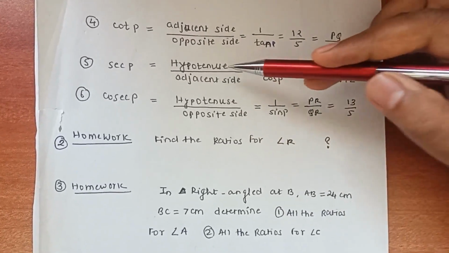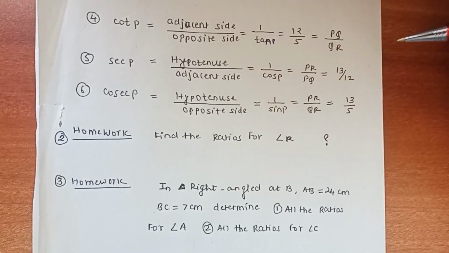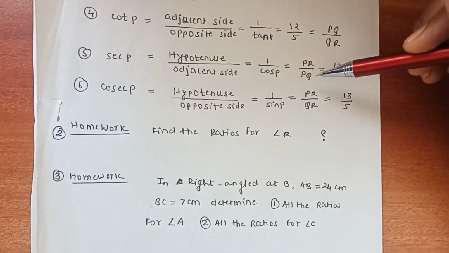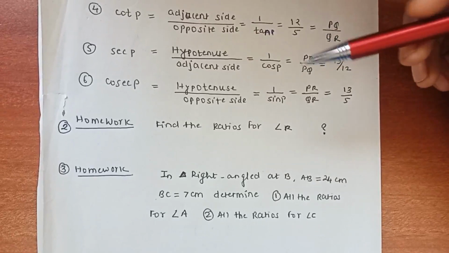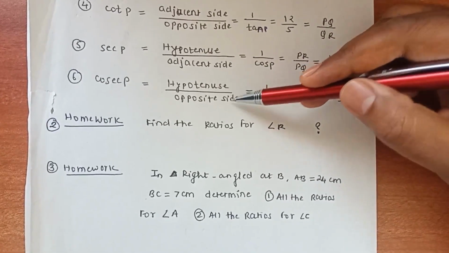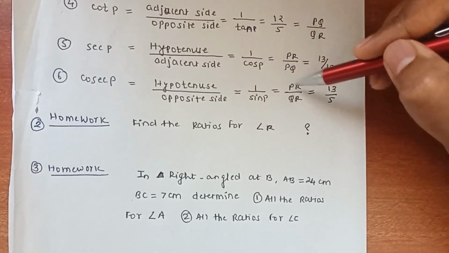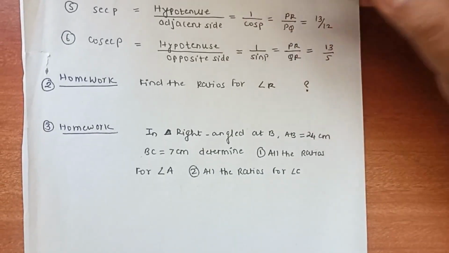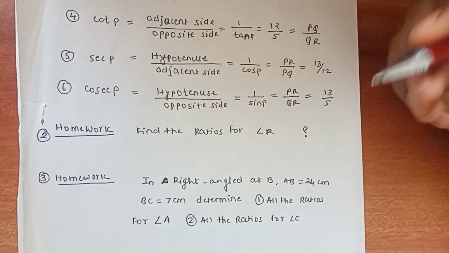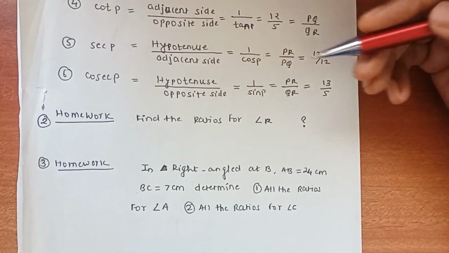Next is sec P. The sec formula we know, hypotenuse upon adjacent side, hypotenuse is PR, adjacent side is PQ, so 13 by 12. Next is cosec P. Cosec P is equal to hypotenuse upon opposite side, hypotenuse is PR, opposite side is QR, so we get 13 by 5. So in this way we can find all the 6 trigonometric ratios, but you should know what the angle is.